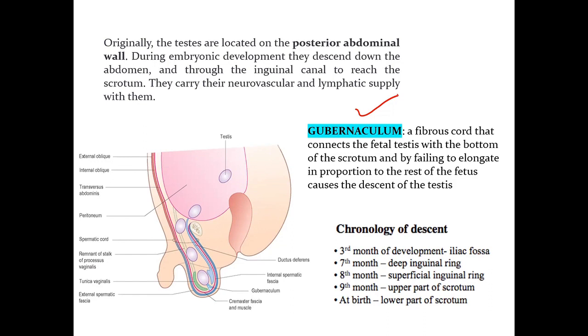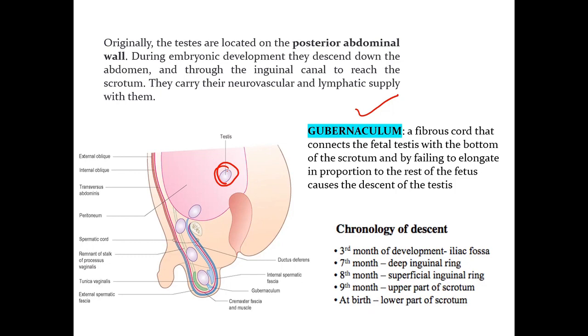Okay, and by failing to elongate in proportion to the rest of the fetus, it causes the descent of the testis. So when you have any arrest along any side, you have undescended testis. From the posterior abdominal wall, no wonder the testis has its blood supply different from the scrotum, because the source, the origin, is from the posterior abdominal wall.